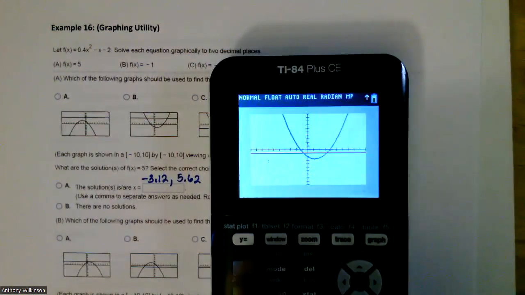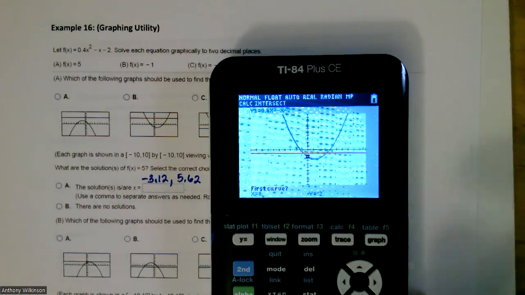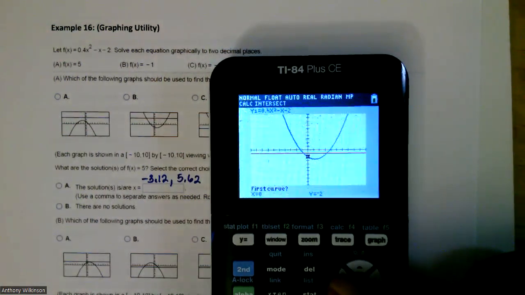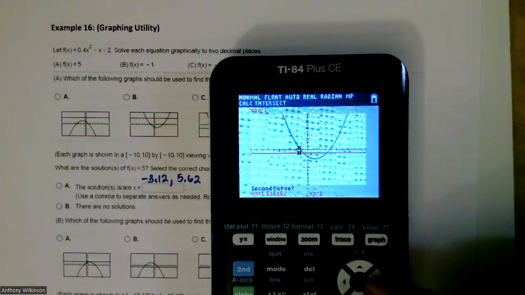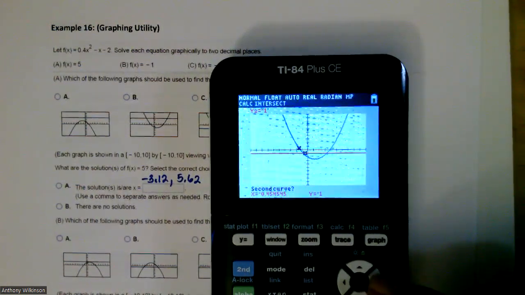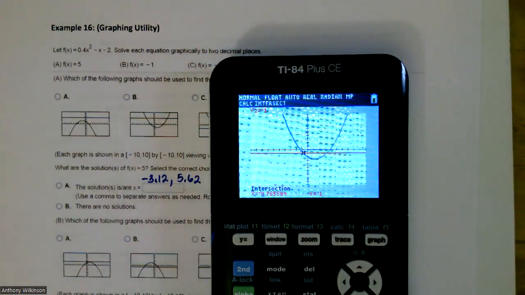Okay. Now we're going to find the intersections at these 2 points here, starting with this one on the left-hand side. So I'll do second, trace, select number 5 for the point of intersection. Put the cursor above that point of intersection, like I'm doing right now, and press enter. And then put the cursor on the right-hand side of that point of intersection and press enter. After guess, press enter. So there's your point of intersection here. And they want this to 2 decimal places as well.